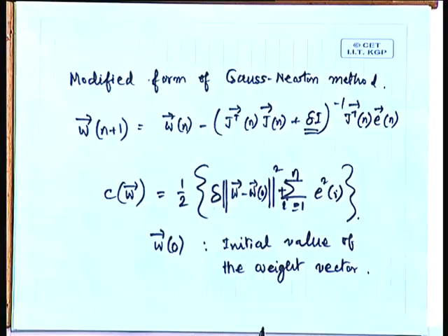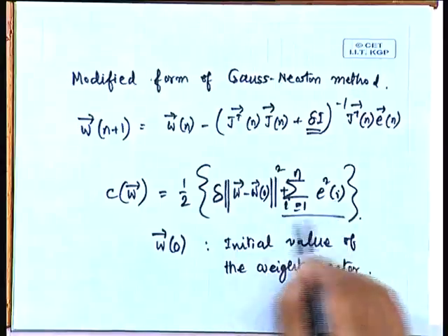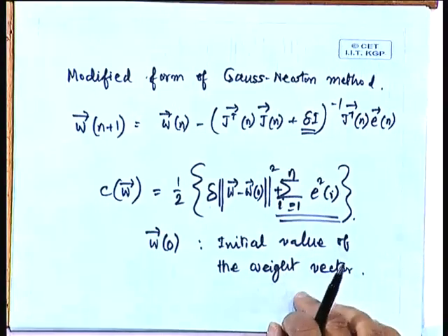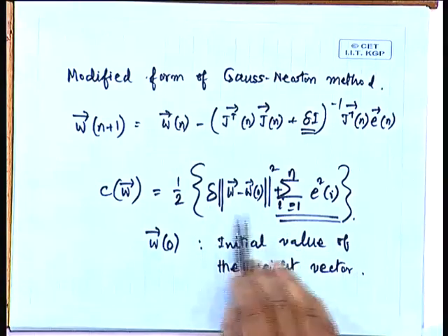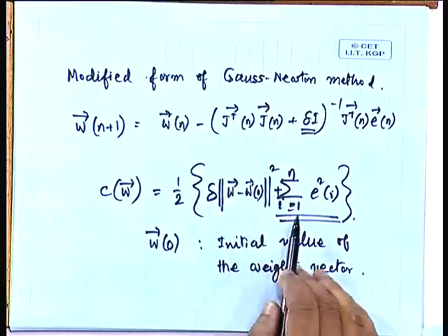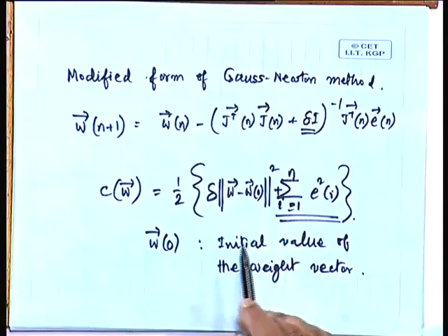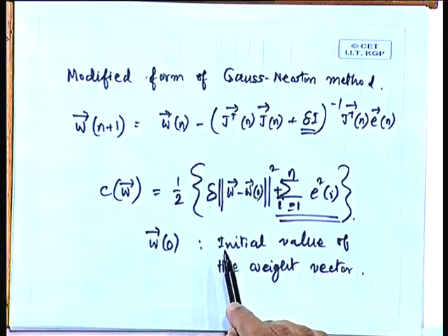Here what you see is that as we increase the value of n, the term sum of E i square will be more and more dominant as compared to this one. So, the effect of this could be neglected as you go in for larger and larger values of n. So, this method is applicable.